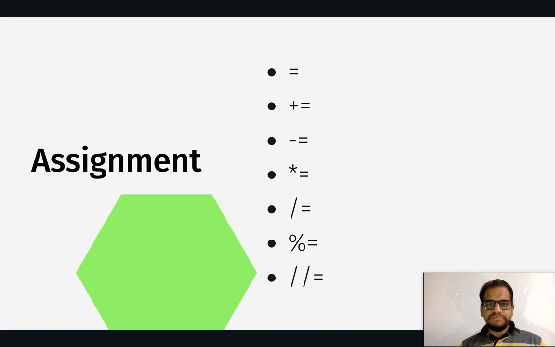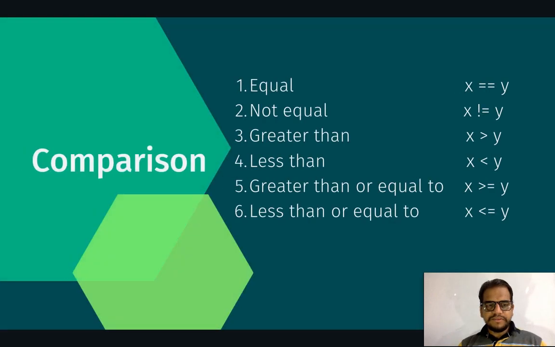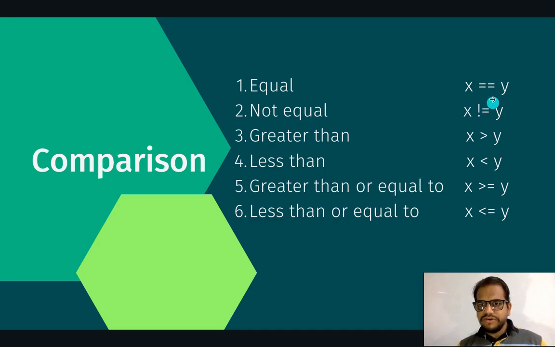Next we will see comparison operators. Equal, not equal. These are the signs you are seeing on the right-hand side. Greater than, less than, greater than or equal to, less than or equal to. We mostly use these in if conditions.